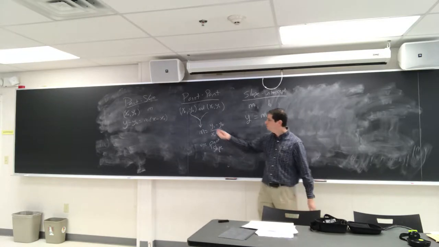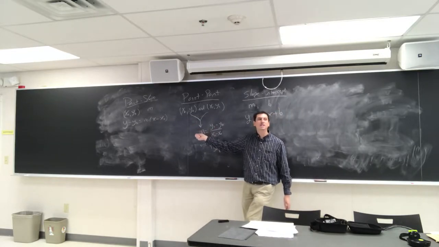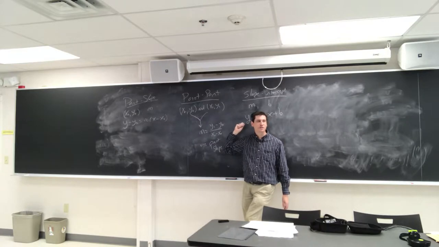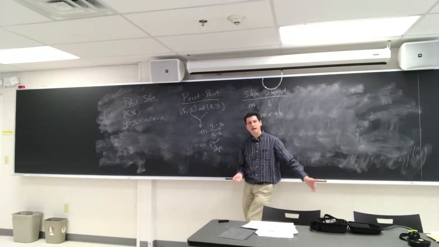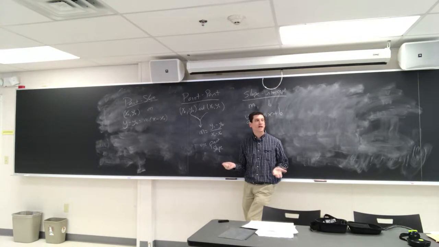A lot of times, even if we start off with point slope, in the end we want to write it in the slope-intercept form. Part of this is we like to view y as a function of x. You tell me my x-coordinate, and I now have my y-coordinate. In two dimensions, this is fine.